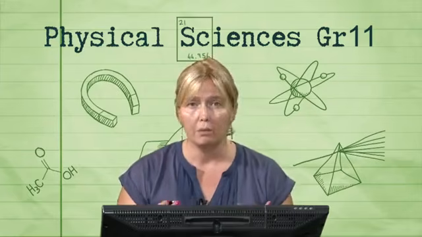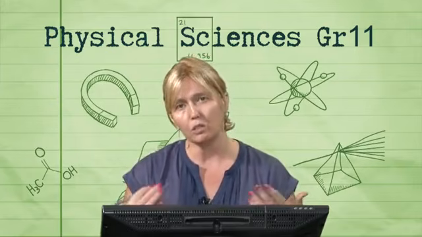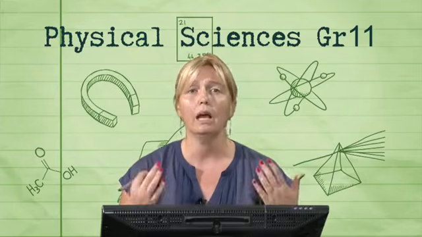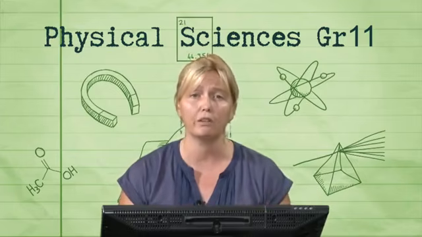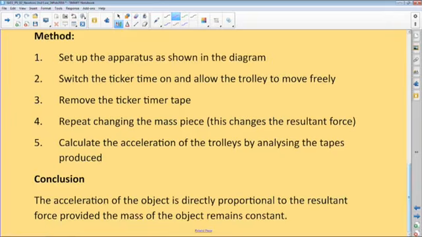Once you've done the experiment though, because we had an investigative question and you would have had a hypothesis, what you expect to have happened, we need to come to a conclusion. And this is the conclusion we come to at the end of this experiment. So I'm going to read it to you. It says the acceleration of the object is directly proportional to the resultant force provided the mass of the object remains constant. So what does that mean for us?